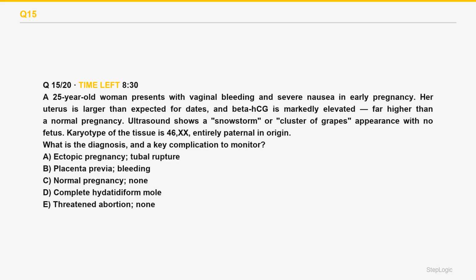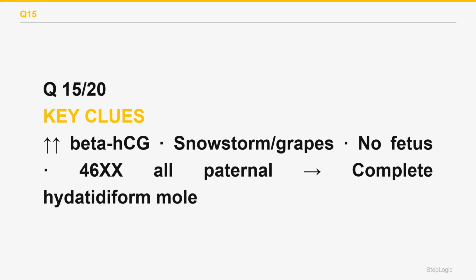Read the command, diagnosis, and key complication. Markedly high beta-HCG, snowstorm grape-like uterus with no fetus, 46XX, all paternal: complete hydatidiform mole, risk of choriocarcinoma. This is a complete hydatidiform mole, a gestational trophoblastic disease.